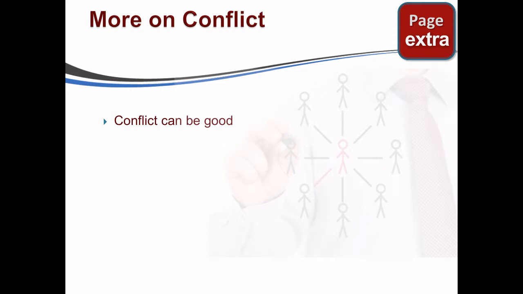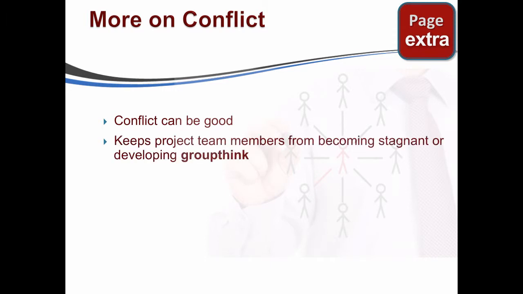Conflict can be good. It can bring things out, such as new ideas, better alternatives, and motivation to work harder or more collaboratively. It keeps the project team members from becoming stagnant and developing what is called groupthink. Groupthink is the conformance of values or ethical standards of the group so that they say, well, if it's good enough for government work, and you've probably heard that. No conflict means that the project could stagnate.